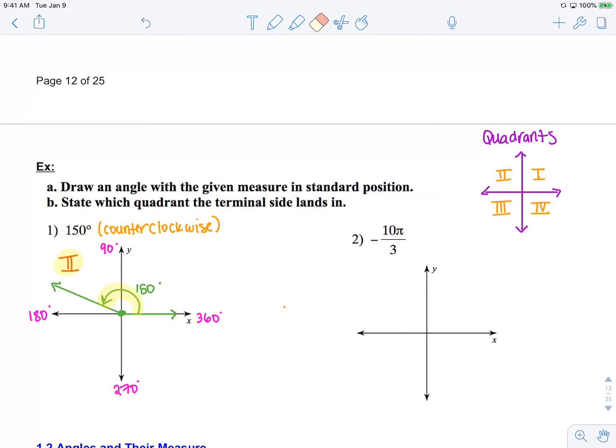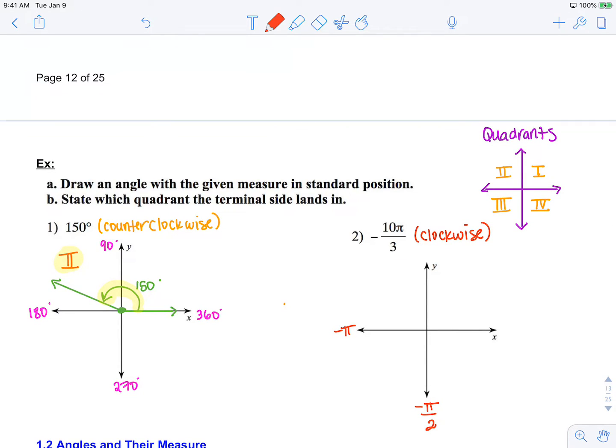In this second example, now we have a negative angle in radians. Since it's negative, we will go clockwise for our rotation. We will keep our angle in radians. So I know halfway around is negative pi radians. So that means half of that is going to be negative pi over 2.